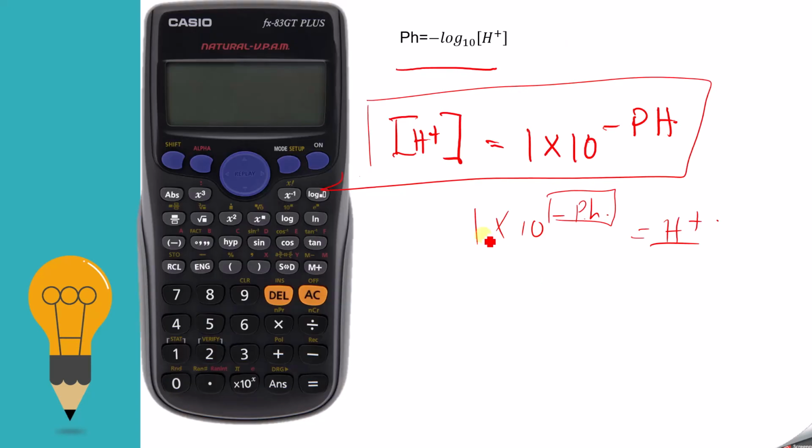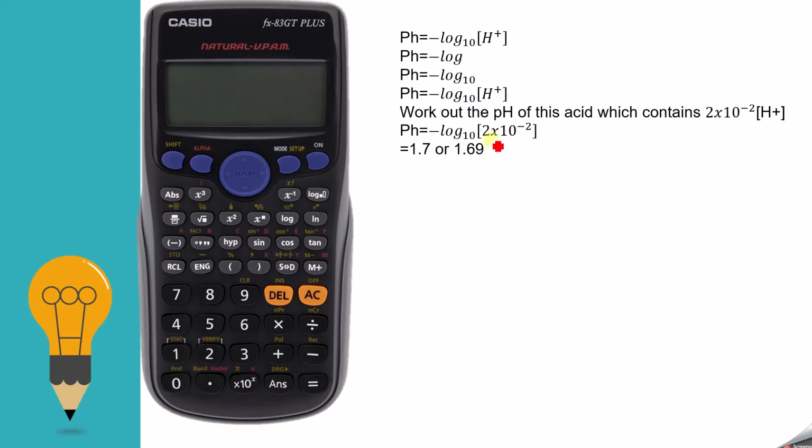So let's use the example we had before. So we had 1.69, or was it 1.7 as the pH. We want to work out the hydrogen ion concentration, so on your calculator I would put 1 times 10 minus either 1.69 or 1.7, and you should get 2 times 10 to the power minus 2.